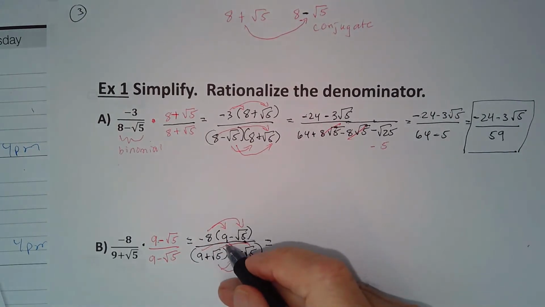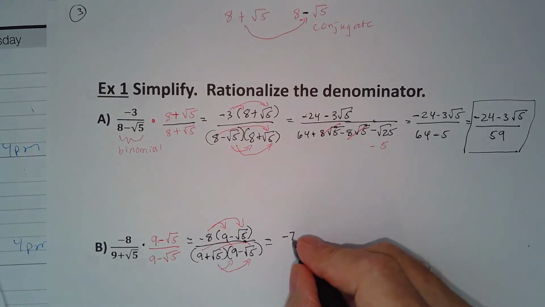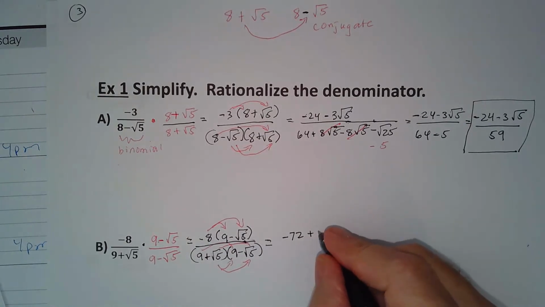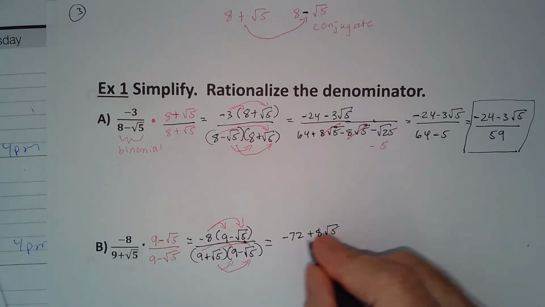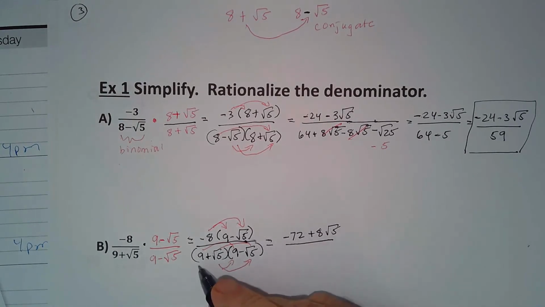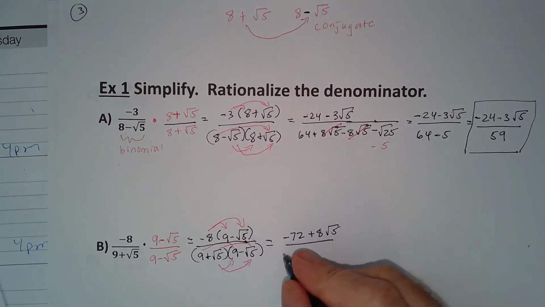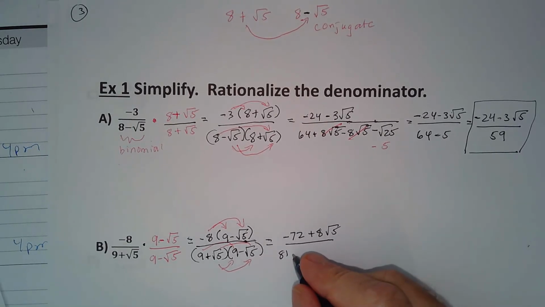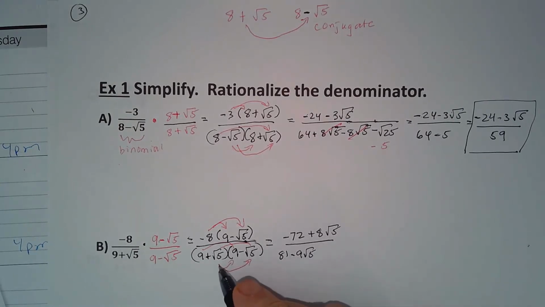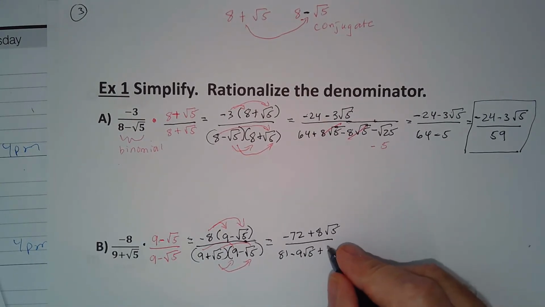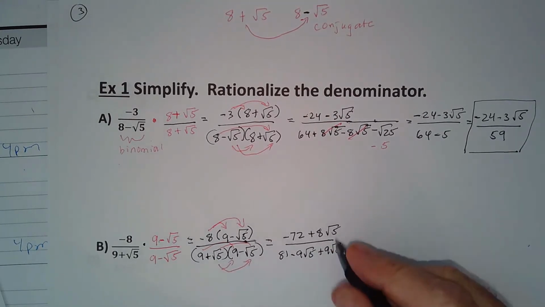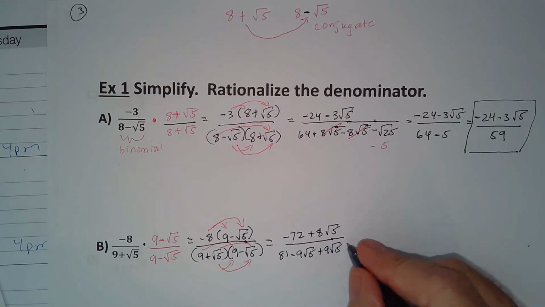Negative 8 times 9 is negative 72. Negative 8 times the negative square root of 5 is positive 8 square root of 5. 9 times 9 in the denominator is 81. 9 times the negative square root of 5 is negative 9 square root of 5. Positive 9 times square root of 5 is positive 9 square root of 5. Positive square root of 5 and negative square root of 5 is negative square root of 25.